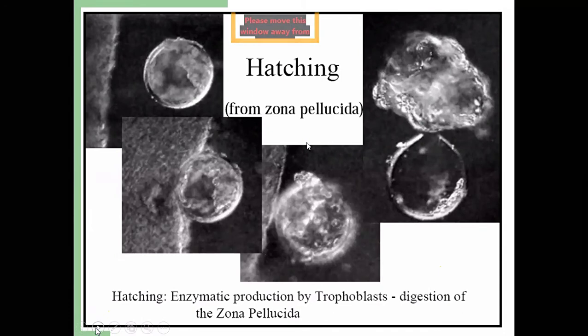In the so-called hatching, you will have enzymatic production by the trophoblast and the digestion of the zona pellucida. Next slide.